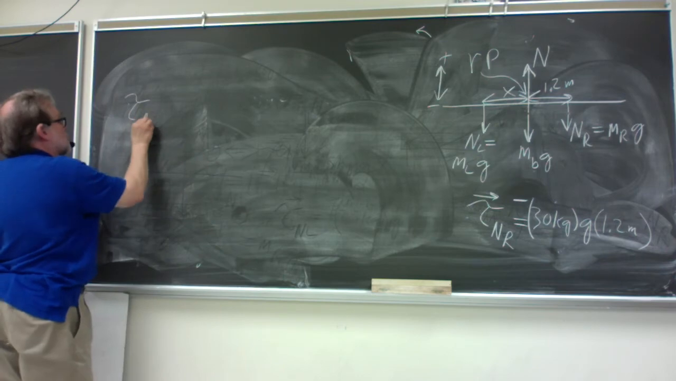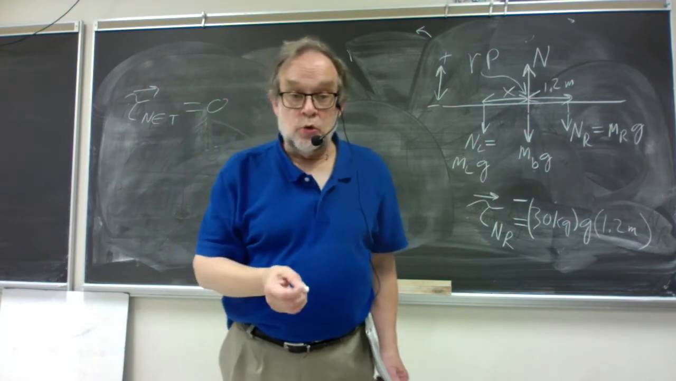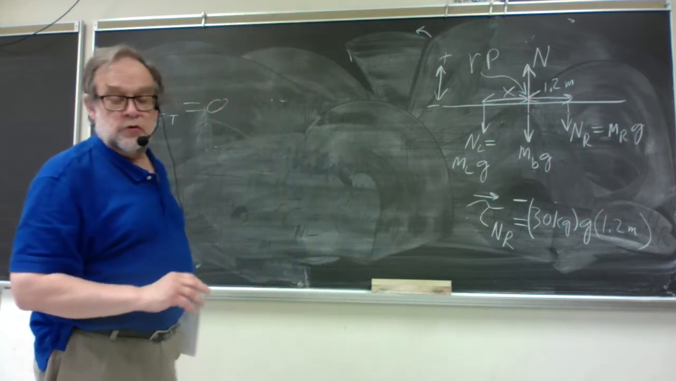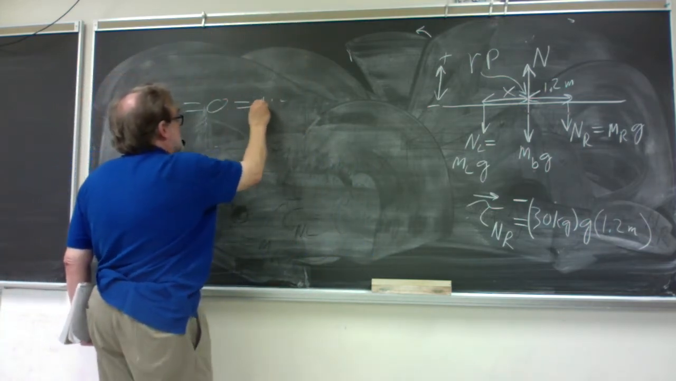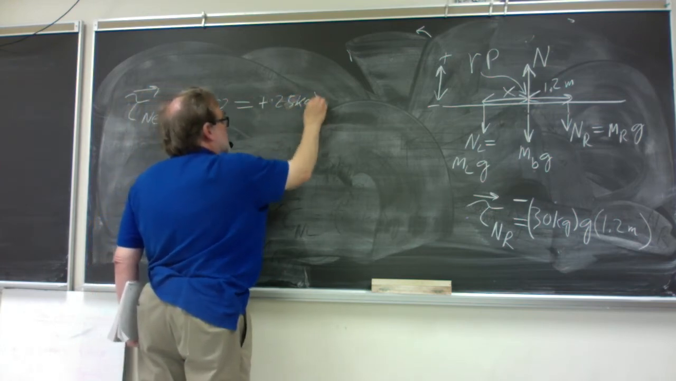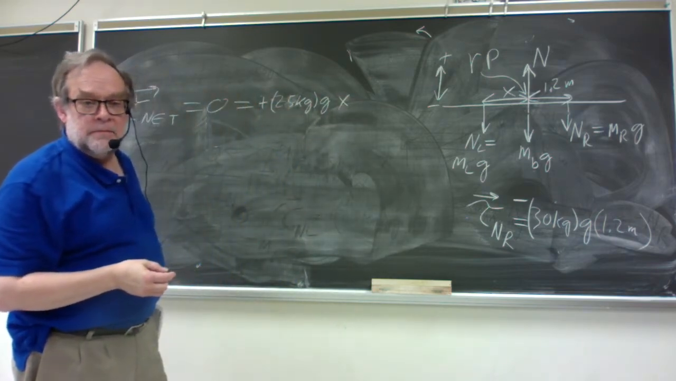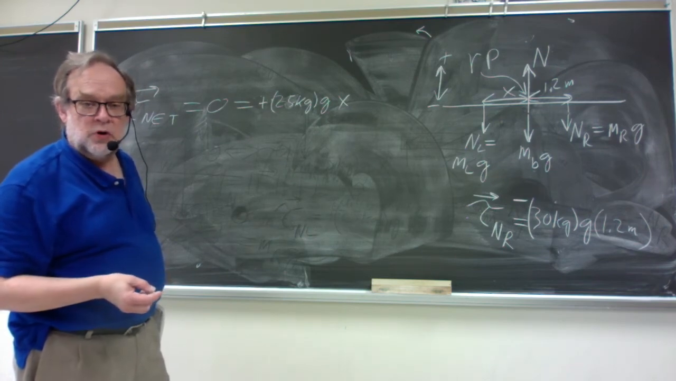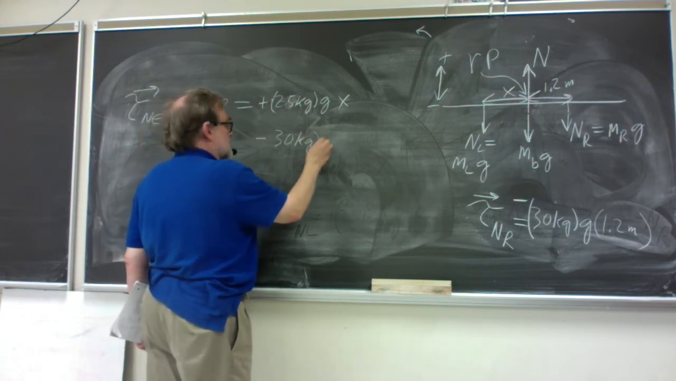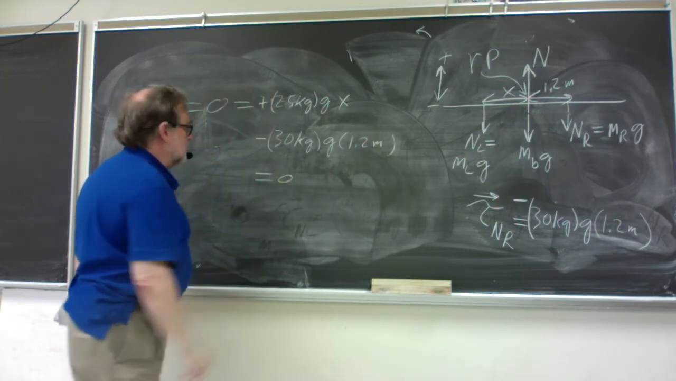So the net torque, which is 0 because this whole system is in equilibrium, is just the sum of those two torques that were not 0. The torque from the kid on the left is a positive torque equal to 25 kilograms times g, the kid's weight, times x meters, the magnitude of the displacement vector for that torque. And then the second torque was that one, minus 30 kilograms g times 1.2 meters. And that all adds up to 0.